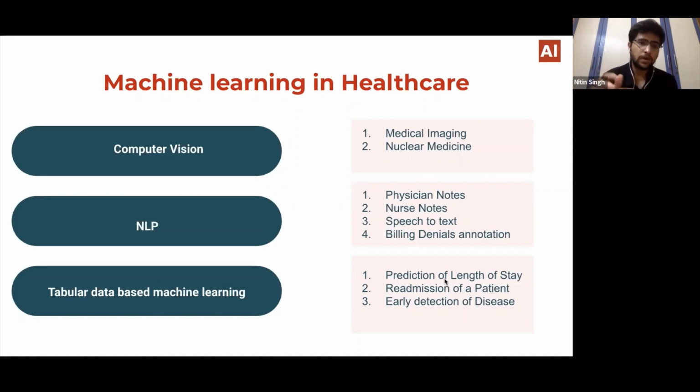There is a lot going on with respect to denials. What happens is hospitals bill for a patient and there is a denial happening. So how do you deal with that? This is more about hospital billing and finance: predicting whether a particular claim will actually get denied is also a use case.